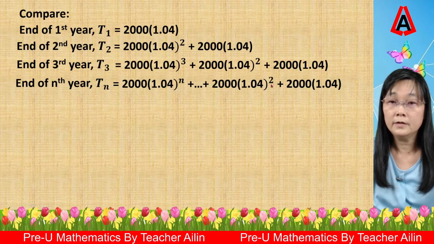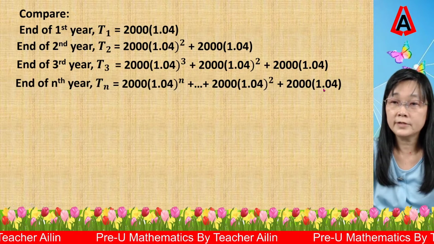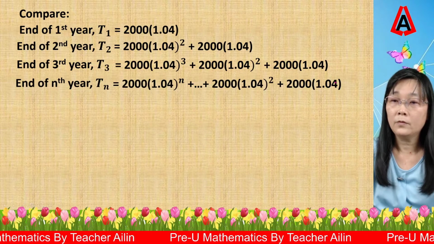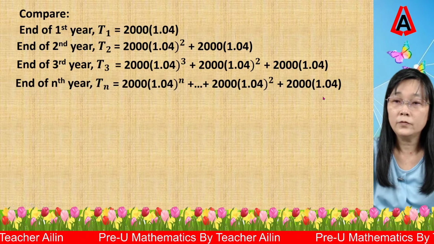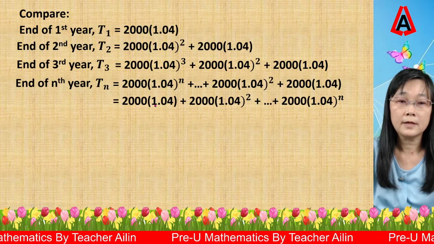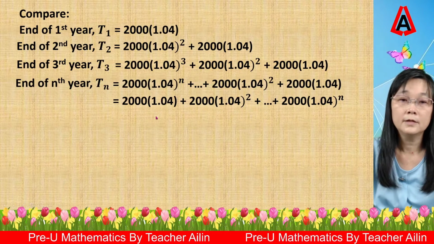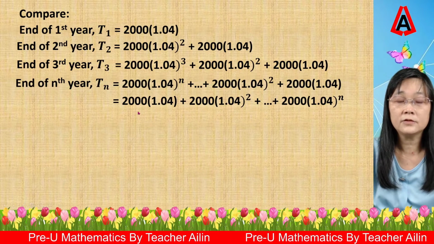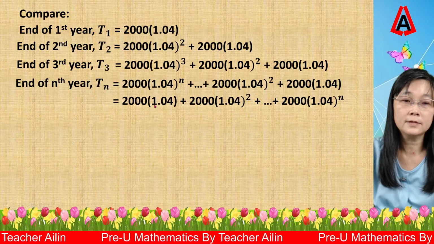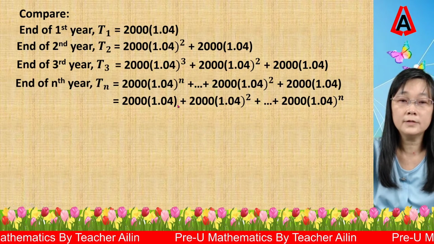So from here, we can see that this series is a geometric series. But now the only thing is n is in front, power 1 is at the end. So now we can rearrange the series to become 2000 times 1.04 power 1, power 2, power 3 up to power n. So this is very clear that this one is a geometric series, with the first term 2000 times 1.04 and common ratio 1.04.